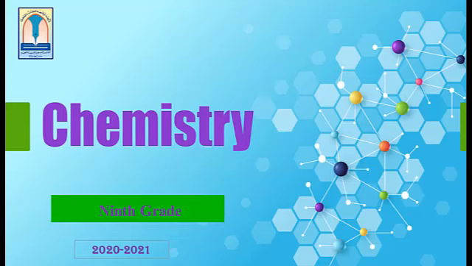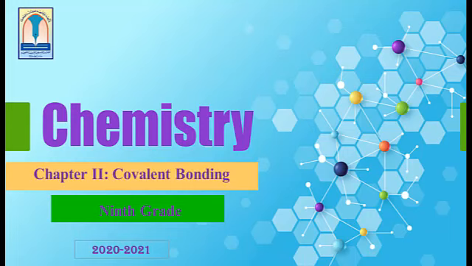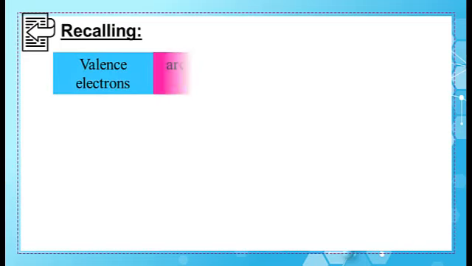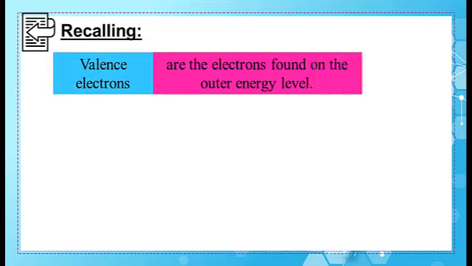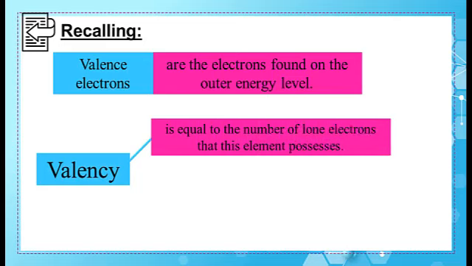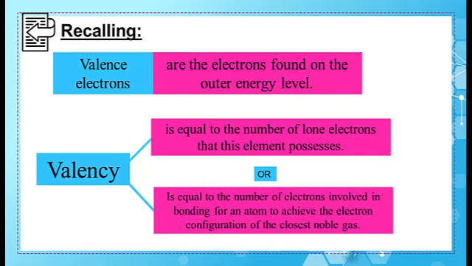Hello ninth graders. In this video, our topic is about covalent bonding. Recall that valence electrons are the electrons found on the outer energy level, while valency is equal to the number of lone electrons that this element possesses, or is equal to the number of electrons involved in bonding for an atom to achieve the electron configuration of the closest noble gas.